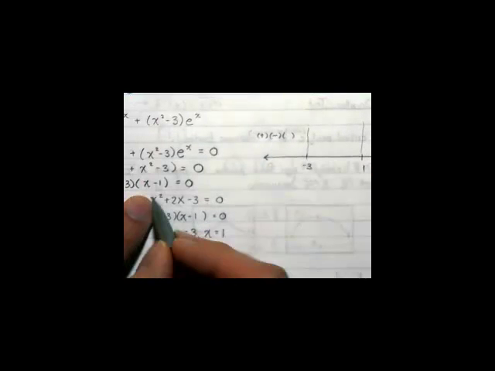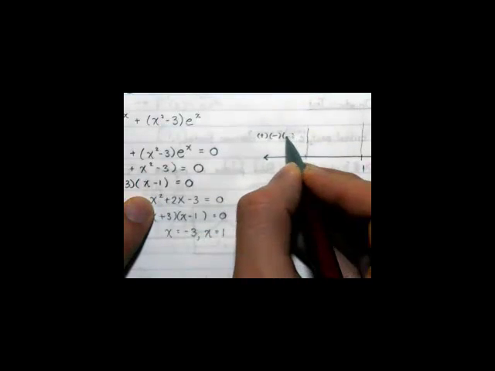So something less than -3: e to the x is always positive. X plus 3 would come out negative. X minus 1, negative. Positive times a negative times a negative is positive. Okay, so that's definitely a positive interval.